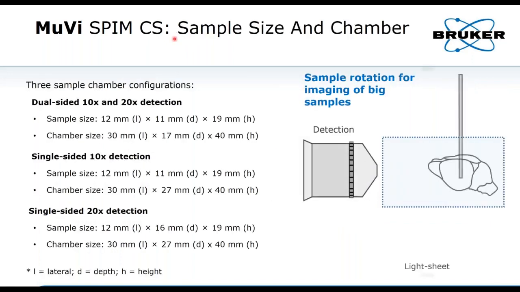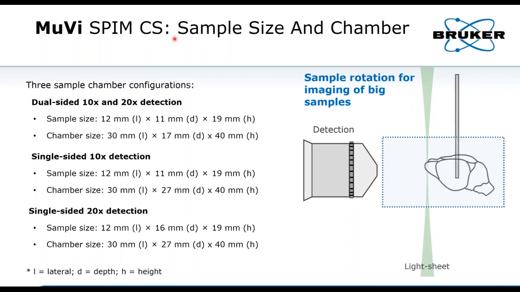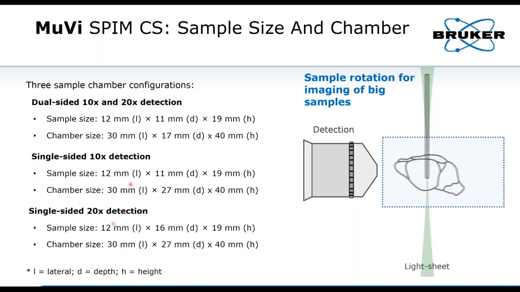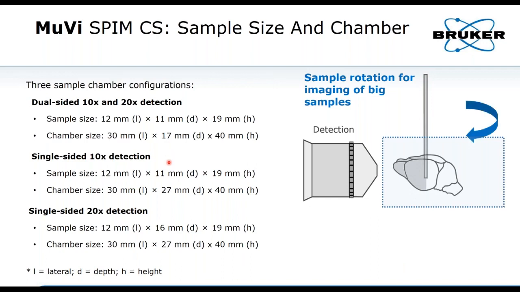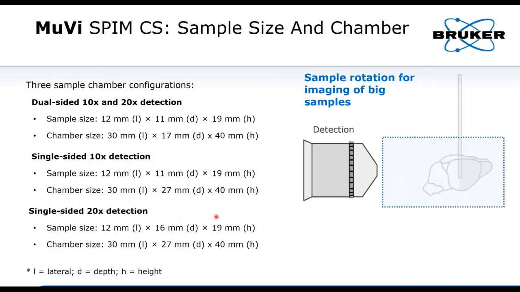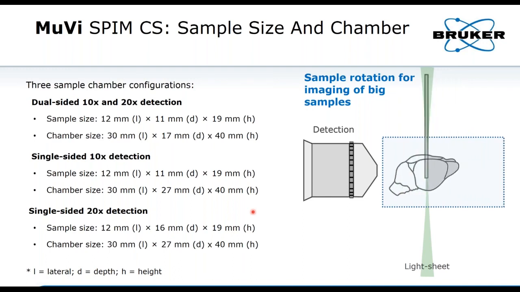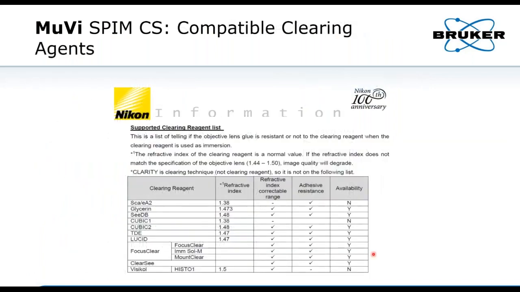So the sample sizes we can look at are up to 12 millimeters laterally or in one direction, and up to 60 millimeters in the other direction, and up to, let's say, 15 to 90 millimeters in the vertical direction. And with the rotation stage that we have implemented, we can then image from two sides so that we can image the whole objects up to 60 millimeters in depth.